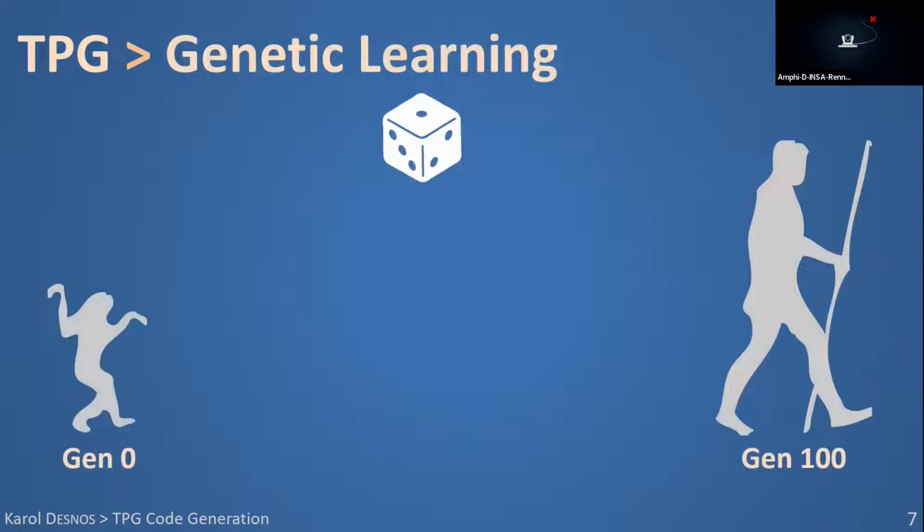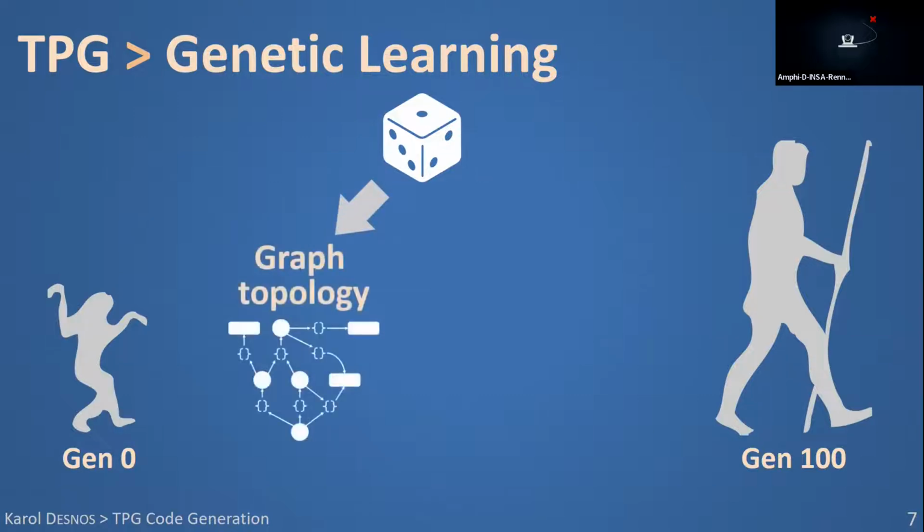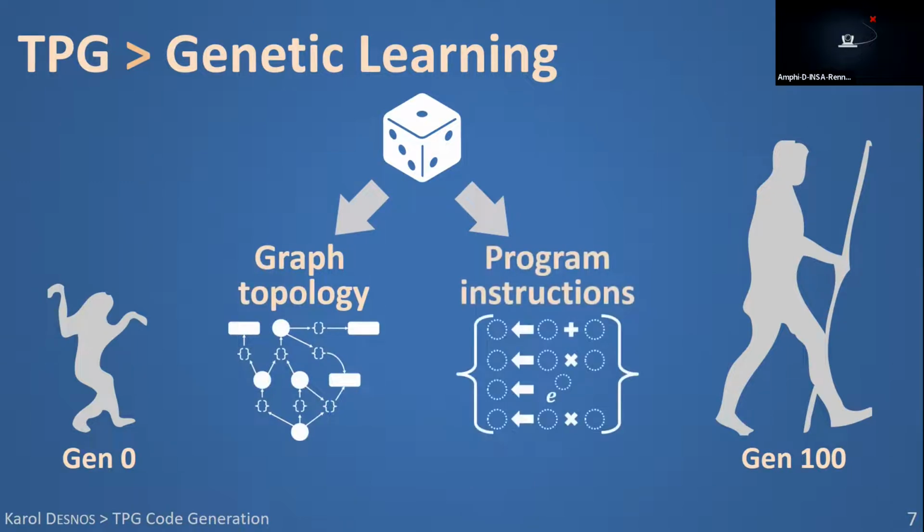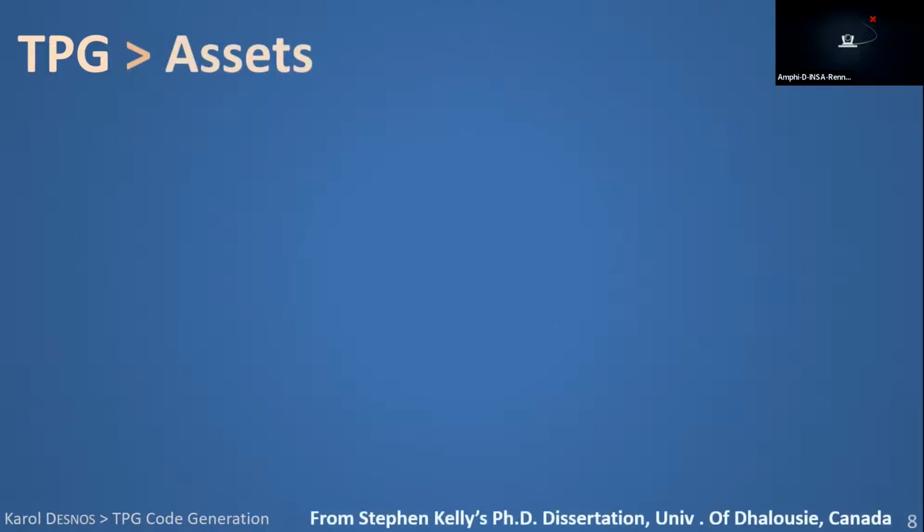In order to train the Tangled program graph, we use a genetic programming method. So based on a pseudo-random number generator, we will have a way to mutate the graph topology, but also the instructions of each program of the graph. And so based on a genetic evolution process, which I will not detail because I don't have enough time, we will actually build from scratch a graph that is dedicated for each learning task that we are trying to tackle. So how does this work? Does it work well? Yes, it works quite well.